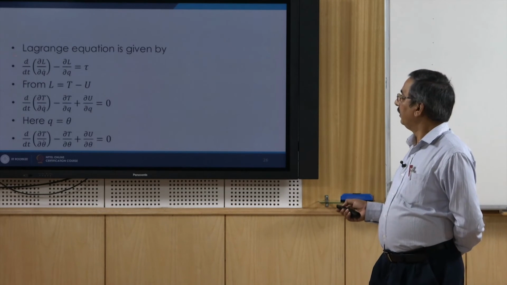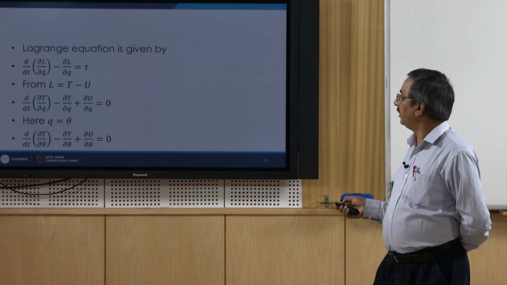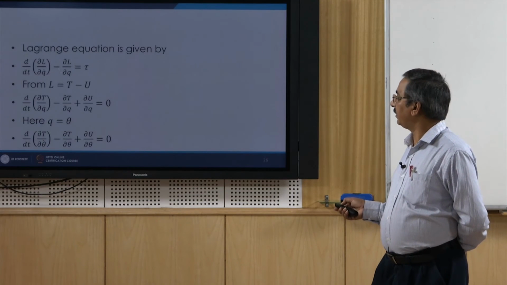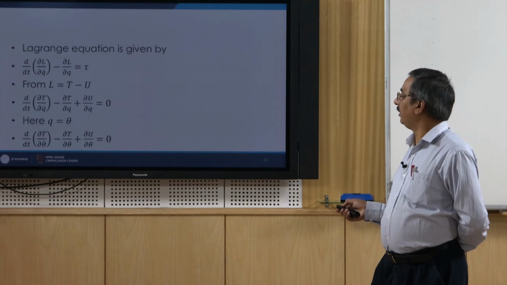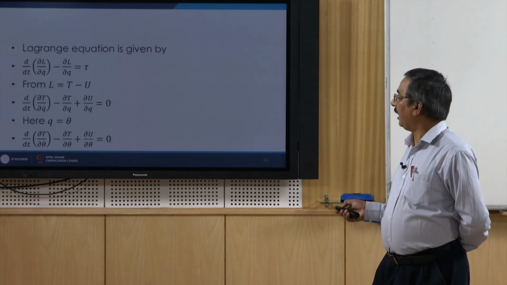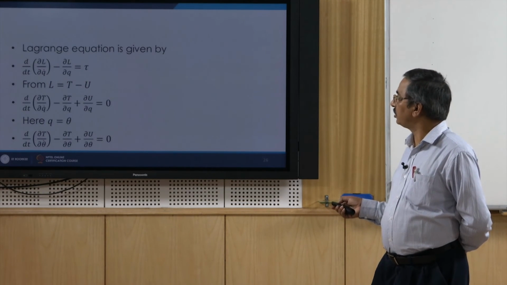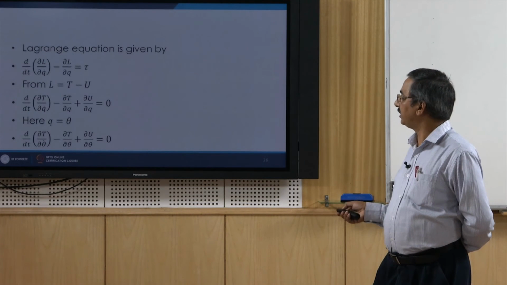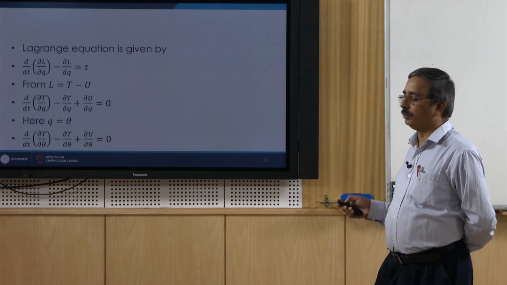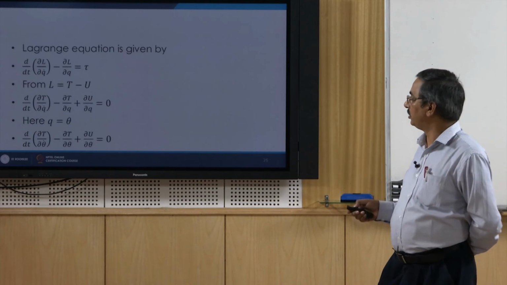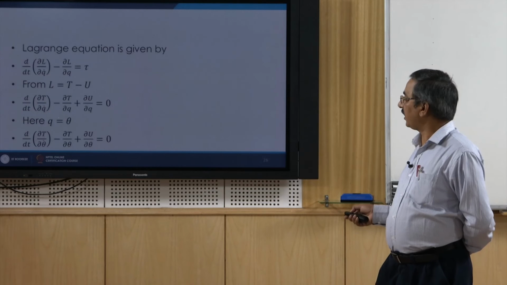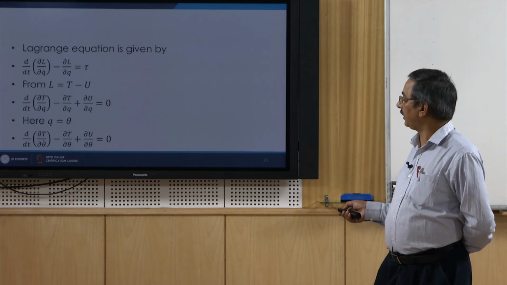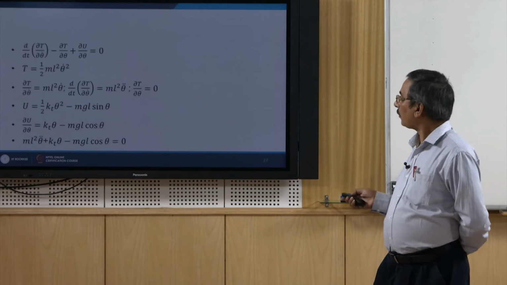Now, we have this as the Lagrange equation. In order to get here, I find the L, which is T minus U, and I substitute this T minus U in this equation. I get the Lagrange equation in terms of T and U, that is kinetic and potential energy. Now, here the generalized coordinate in our case is theta. So, this is going to be the Lagrange equation here.